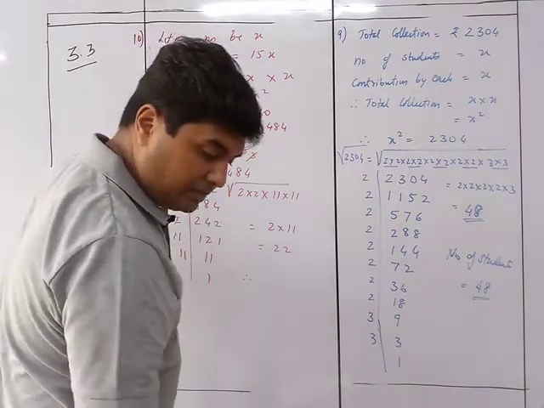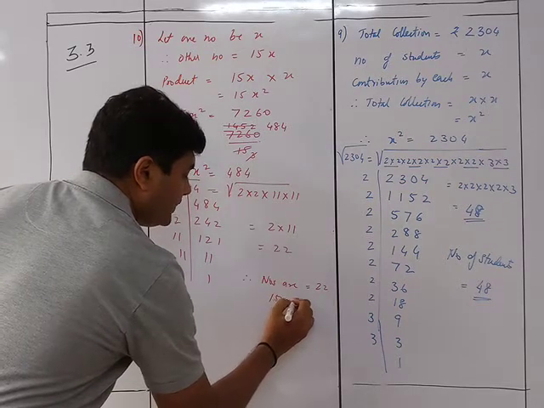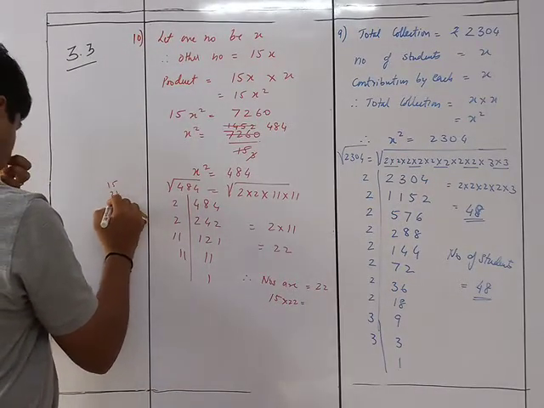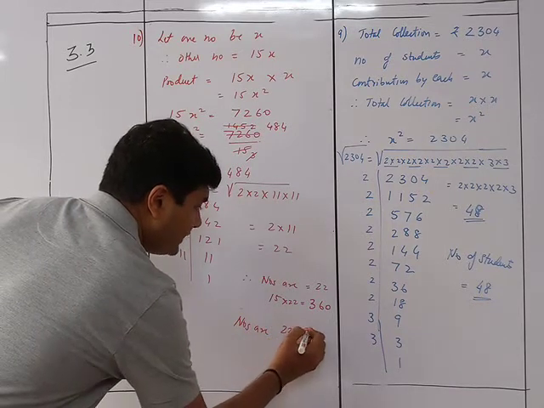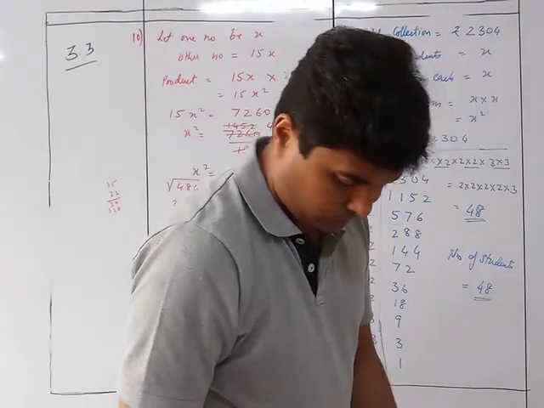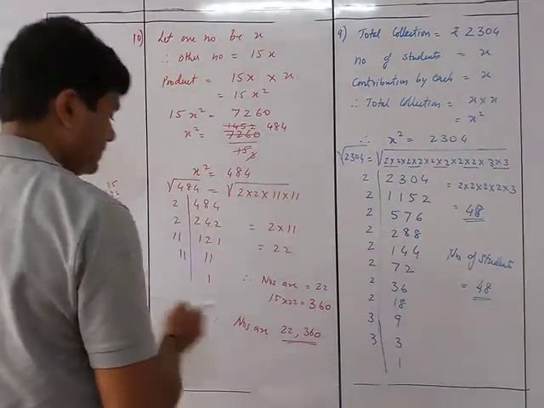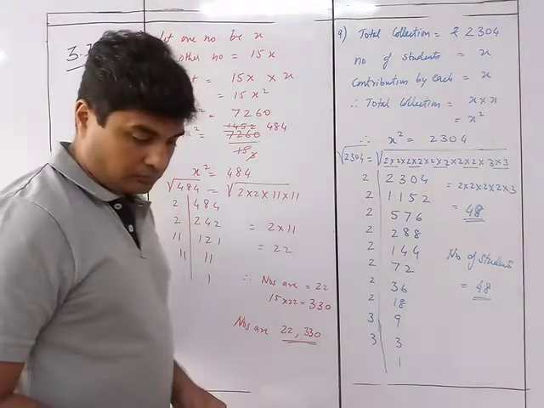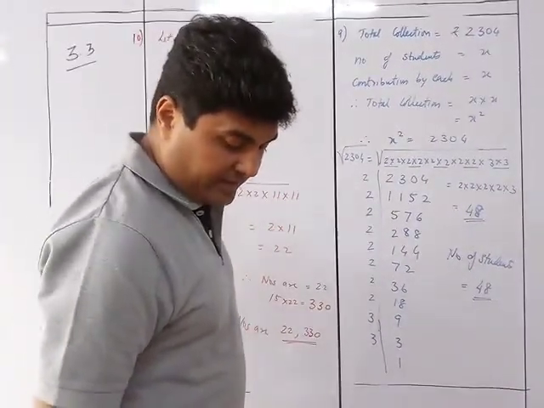Therefore we need to find out the numbers. So the numbers are, first is 22 and the other is 15 into 22, that will be 330. Sorry, 330. So the numbers are 22 and 330. Okay, so that was sum number 10, answer 22 and 330. We next see sum number 11.